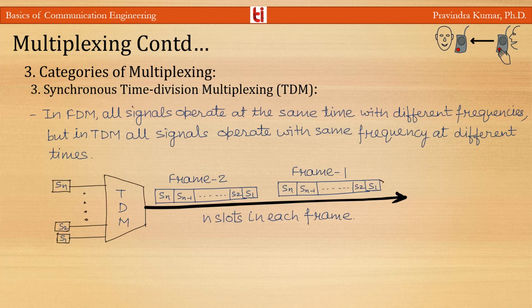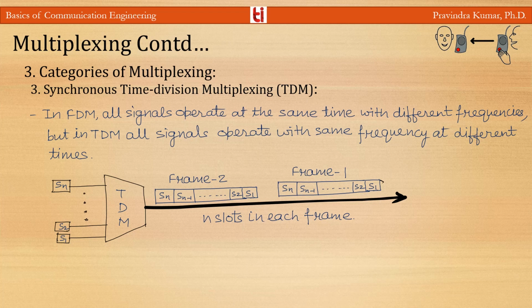In FDM, all signals operate at the same time with different frequencies, but in TDM, all signals operate with the same frequency but at different times. So in TDM, all signals are not sent simultaneously. Instead, they are transmitted one by one.